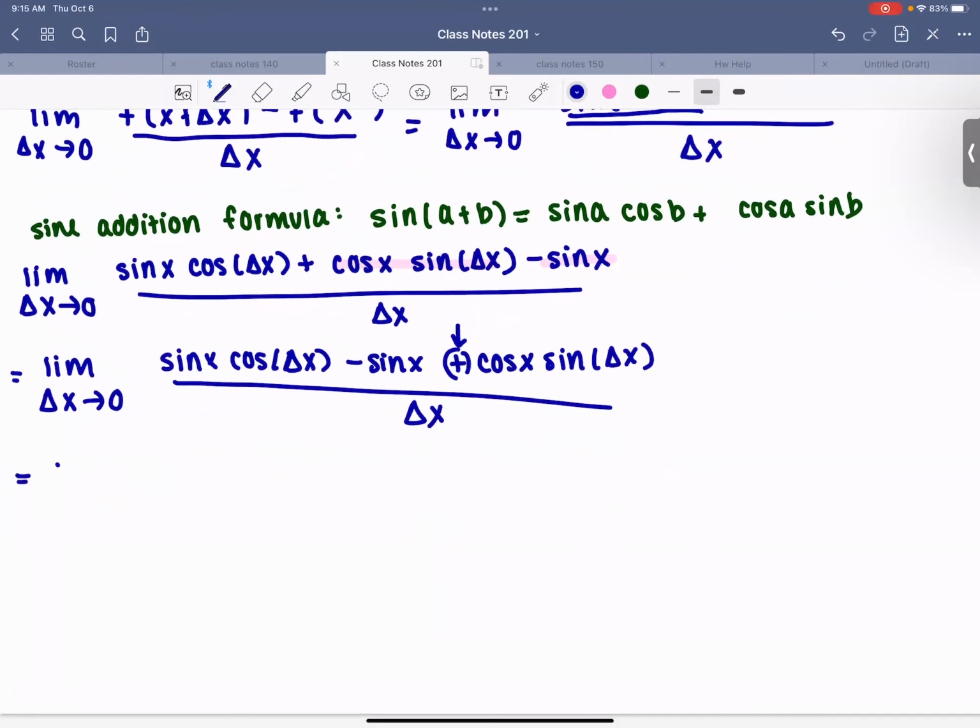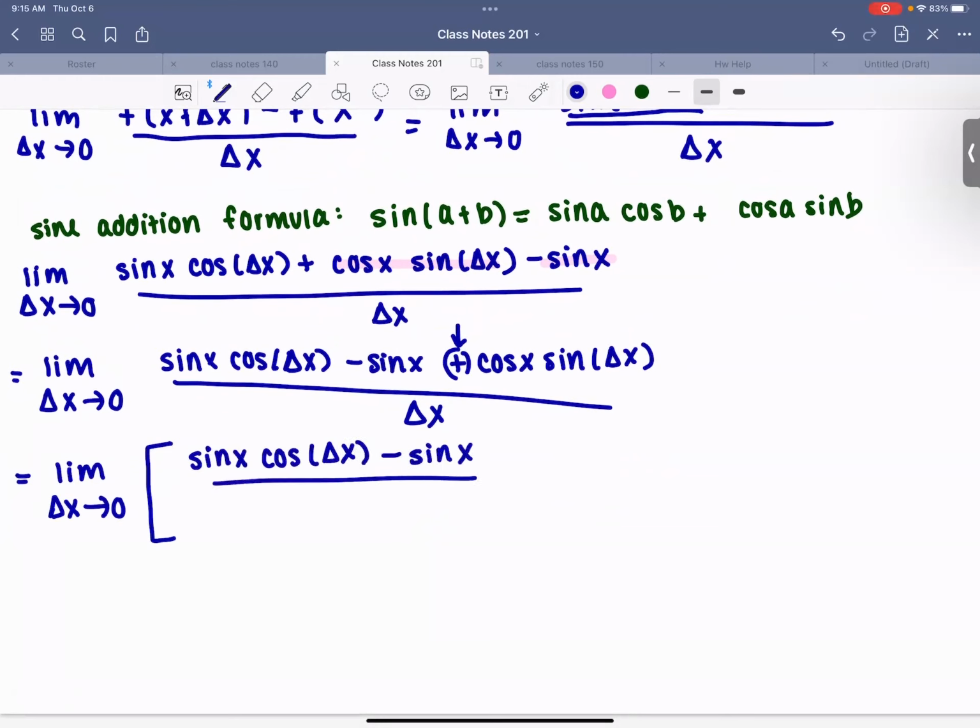So this becomes the limit as delta x goes to 0 of, I'm going to put this whole limit in parentheses so I don't get confused, sine x cosine delta x minus sine x over delta x. And I'm going to add on the cosine x sine delta x all over delta x. So I kind of just split this into 2 different pieces of addition. I think Sam told us that we can factor out a sine x now. So let's see if we can do that.